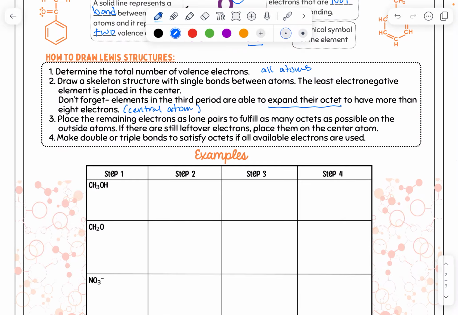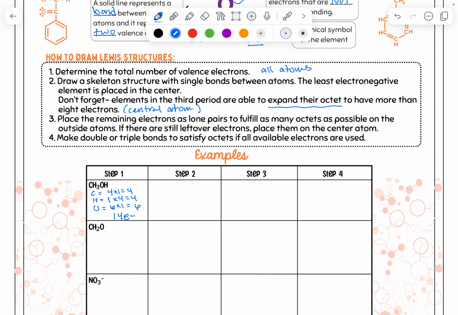So we have 1 carbon. Carbon has 4. We have one carbon, so that gives us 4. Hydrogen, we have 1 electron times 4 hydrogens, gives us 4 electrons there. And then oxygen, we have 6 valence electrons times 1 oxygen gives us 6. So we have 14 total electrons to start.